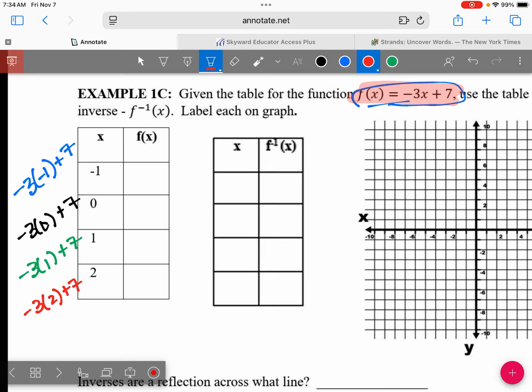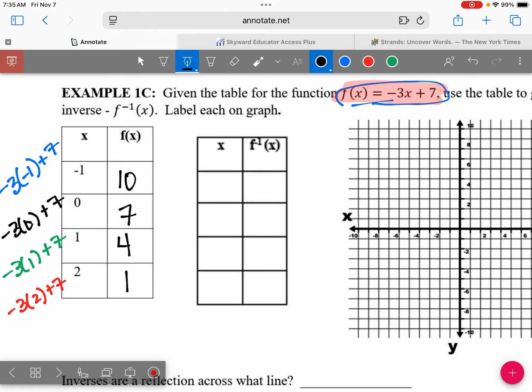All right, what did you get for the first one? Somebody besides Chris. What did you get for -3 times -1 plus 7? 10. Anybody else get 10? Okay, Johan, what did you get for the next one? 7. All right, who has the next one? 4. And the last one? 1. All right, let's go ahead and graph it.